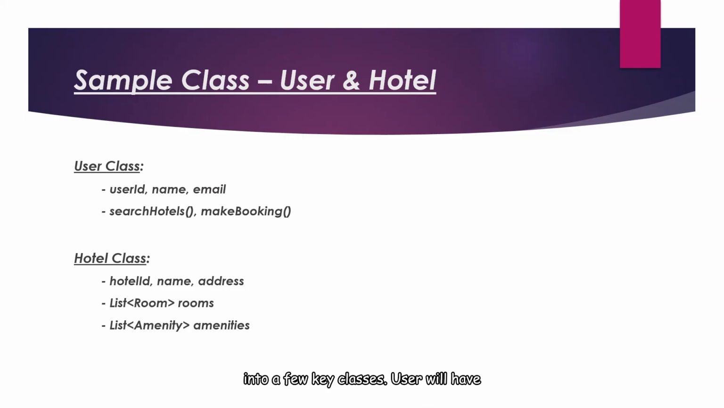User will have fields like user ID, name, contact information, and a list of their bookings. Behaviorally, users should be able to search for hotels and make bookings. Hotel will have fields like hotel ID, name, address, star rating, a list of rooms, and a list of amenities. Hotels can add rooms, update room availability, and manage their profiles.